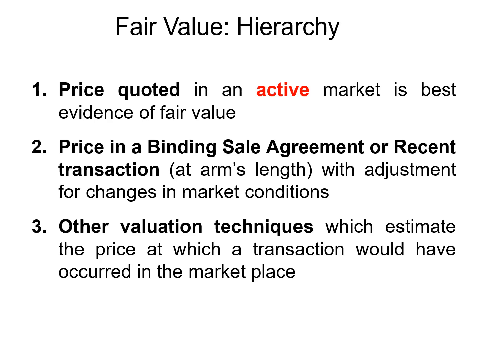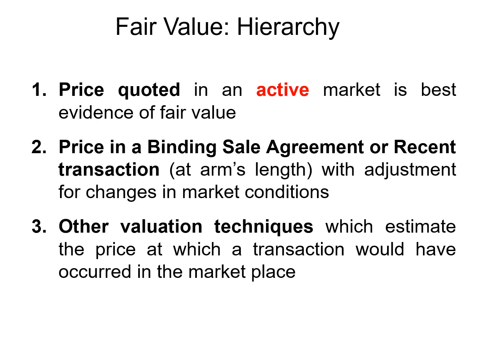The fair value hierarchy basically has three main things in it. Do we have a price that is quoted in an active market? If we do, that's always the best indicator of fair value. If not, do we have a price that has been agreed to in a binding sale agreement, or a price at which a transaction has been undertaken, assuming that it's on an arm's length basis as well? If that is the case, we'll go with that. If not, then we're permitted to use other valuation techniques which would then estimate the price at which the transaction would have occurred in the marketplace.